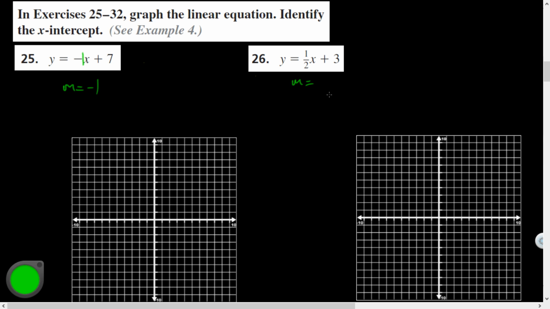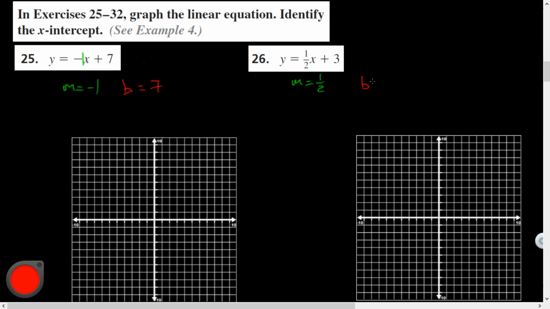And over here, what do you guys think the m is? Yeah, 1/2. And in the world of rise over run, you might have thought of that as up 1 and over 2. Also you can write this as a fraction if it helps you for rise and run, thinking of those two things separately. Let's figure out what the b's be. What be this? Yeah, just plain old 7.